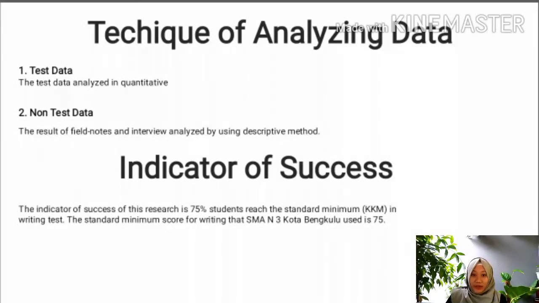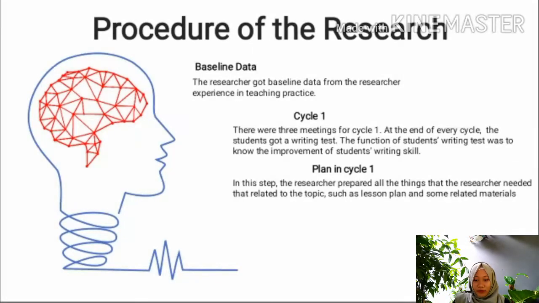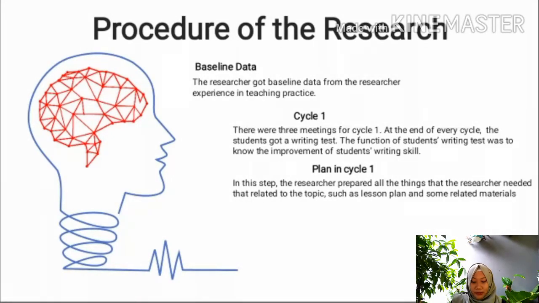The success indicator of this research is 75% of students reach the minimum standard used in SMA 3. The minimum standard is 75. The researcher got baseline data from the researcher's experience in teaching practice. Cycle 1 consists of 3 meetings. Plan in cycle 1: the researcher prepared all the topics and lesson plans related to the materials.